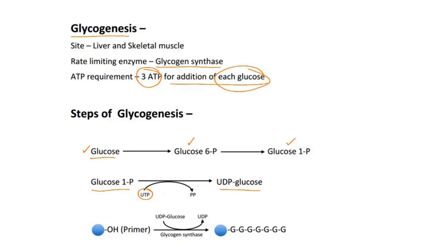Here we need a primer. This primer molecule accepts UDP glucose. From this UDP glucose, the glucose molecule is added to the primer. This process repeats. So, a new UDP glucose molecule comes and glucose molecule adds to the primer or the previous precursor. Here, the branching enzyme helps in branching.